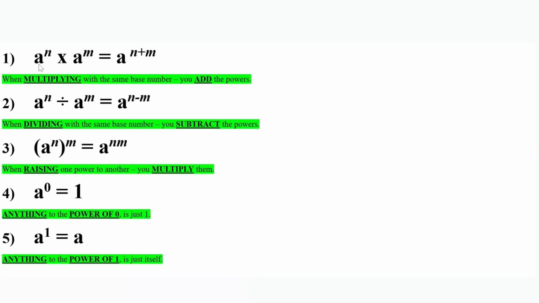For the first rule, when we are multiplying two numbers with the same base, we will add the powers together. So an example of this would be if we had 3 to the power of 2 multiplied by 3 to the power of 6. These two base numbers are the same, so we add the powers together. So this will be 3 to the power of 2 plus 6, which is 3 to the power of 8.